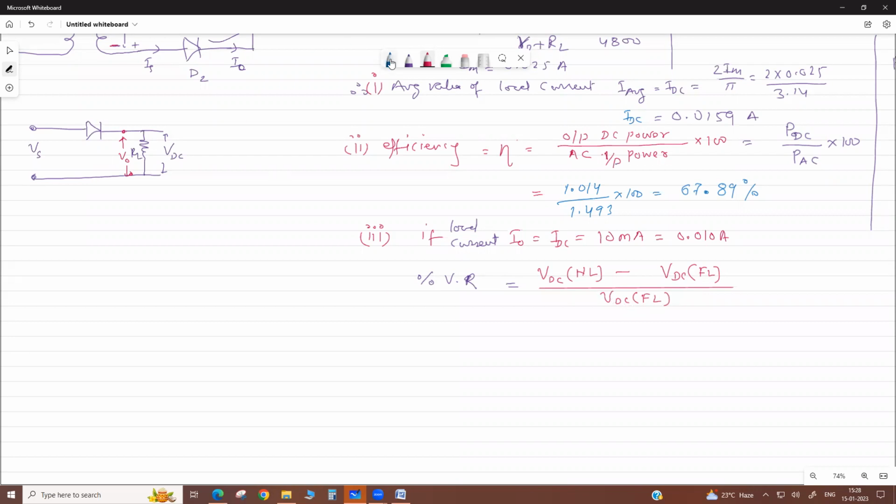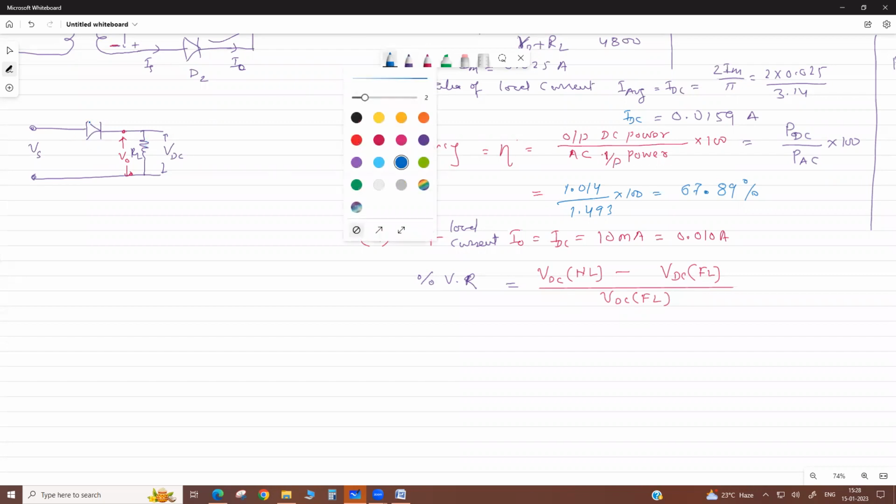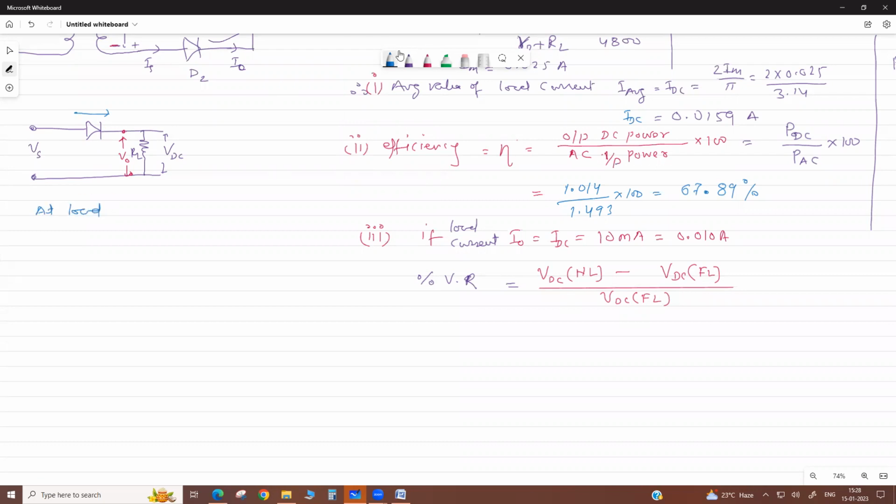DC output voltage. So my dear, if this load resistance is not there, then there is no drop in the diode. No drop in the diode means this is the output voltage at no load. Please write here: at no load means the DC output voltage, VDC at no load equals this voltage here.